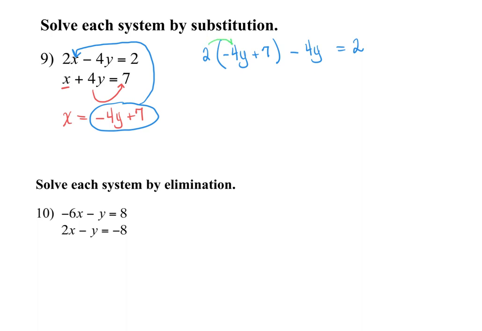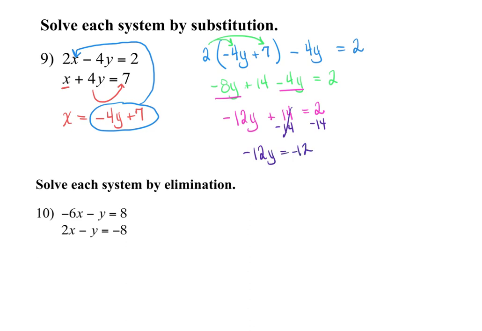Remember, to get rid of my parentheses, I use distribution. 2 times negative 4y is negative 8y. 2 times 7 is 14. Minus 4y equals 2. I'm going to combine my like terms. So I have a negative 8y and a negative 4y. That's negative 12y plus 14 equals 2. Subtract the 14 over. Negative 12y equals negative 12. And then divide by negative 12. So I know that y equals 1.